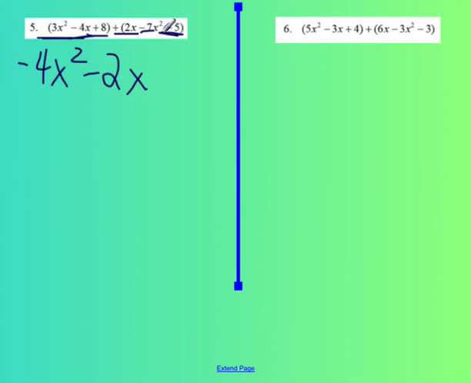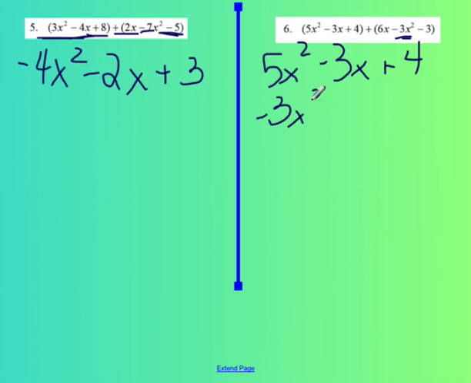So that's the same as 8 minus 5, which is 3. Let's take a look at doing number 6 using the vertical method. So we have 5x squared minus 3x plus 4. Lining those up, I want to put that negative 3x in my x squared column, my 6x here, and my minus 3 here. And then I can go ahead and add down the columns.